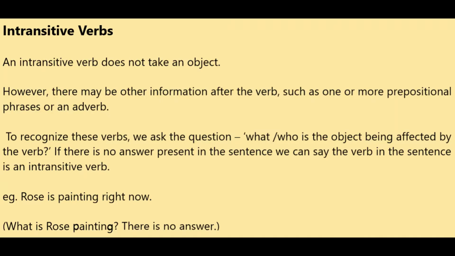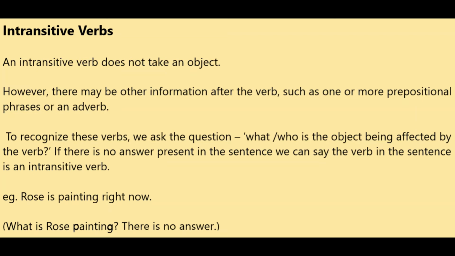An intransitive verb does not take an object. Already we have understood that. However, there may be other information after the verb, such as a prepositional phrase or an adverb. In this case, with painting, there is a preposition and an adverb. To recognize these verbs, we ask the question: what or who is the object being affected by the verb? If there is no answer present in the sentence, we can say the verb in the sentence is intransitive.